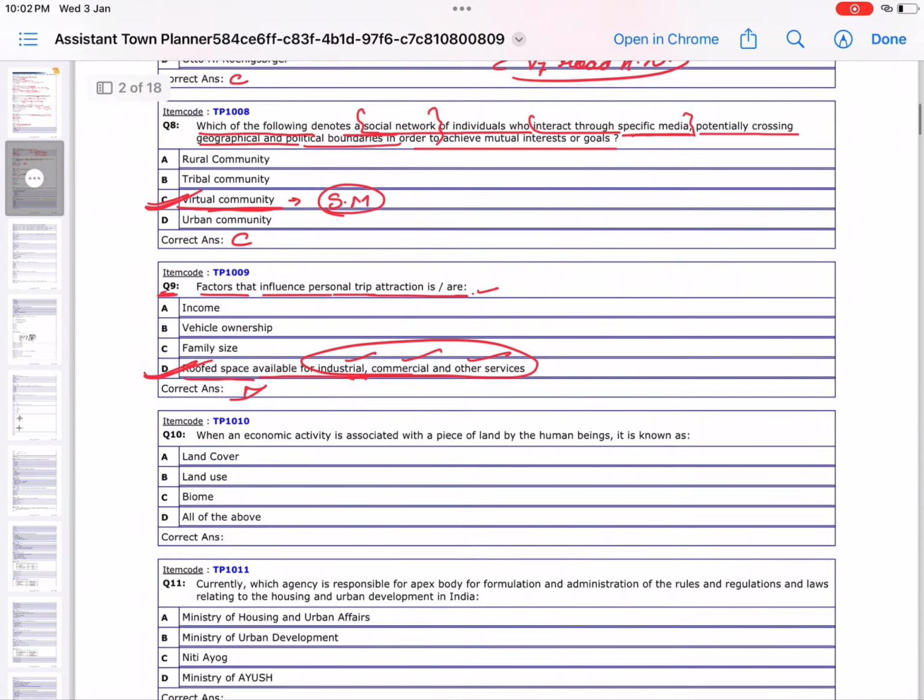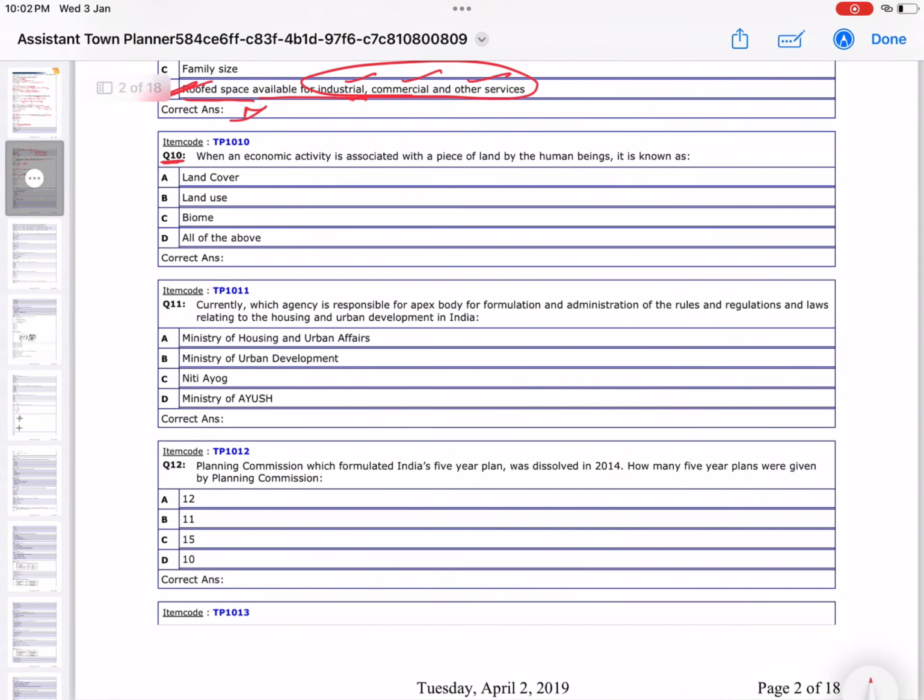Moving on to question number 10. When an economic activity is associated with a piece of land by a human being, it is known as. If a function is associated with a piece of land, it is called land use. For what use are we putting the land? Land cover is the natural vegetation or the natural cover of land. So the answer for this is B.